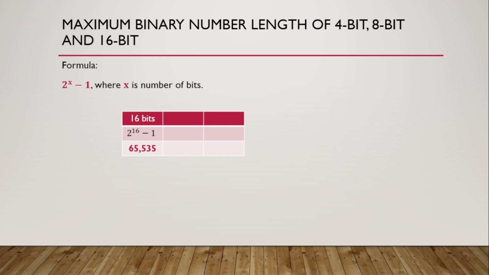Now, the maximum number of denary that can be stored in such a 16-bit register can be gotten by the formula 2 raised to the power 16 minus 1, which is 65,535. It means that this register cannot hold any number beyond this value. In other words, when we have 65,536, such a number cannot be stored in a 16-bit register.